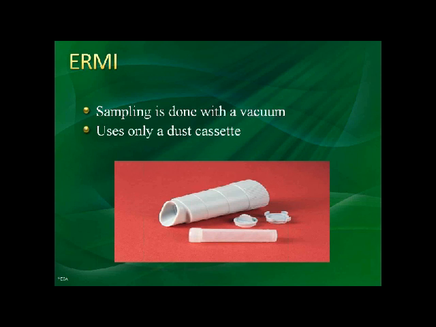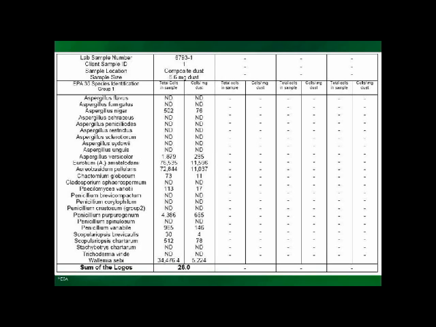What it will do when you send it to the lab, they're going to compare it to what the EPA has identified as being type 1 or type 2 species of concern. Did you hear what I said? The EPA says these are molds of possible concern. And these are group 2.